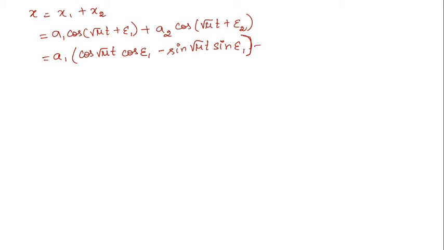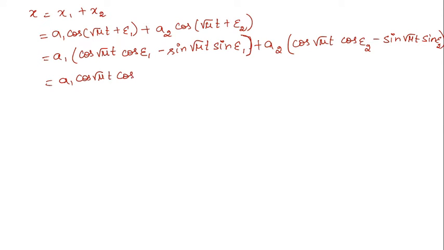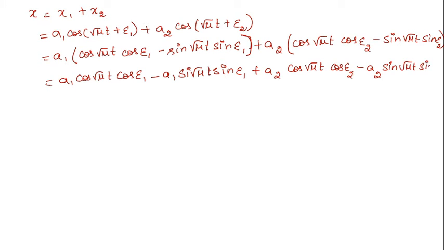The next part, A2 into cos A cos B minus sin A sin B. So you can multiply these terms inside, so that it will be A1 cos root mu t cos epsilon 1 minus A1 sin root mu t sin epsilon 1 plus A2 cos root mu t cos epsilon 2 minus A2 sin root mu t sin epsilon 2.